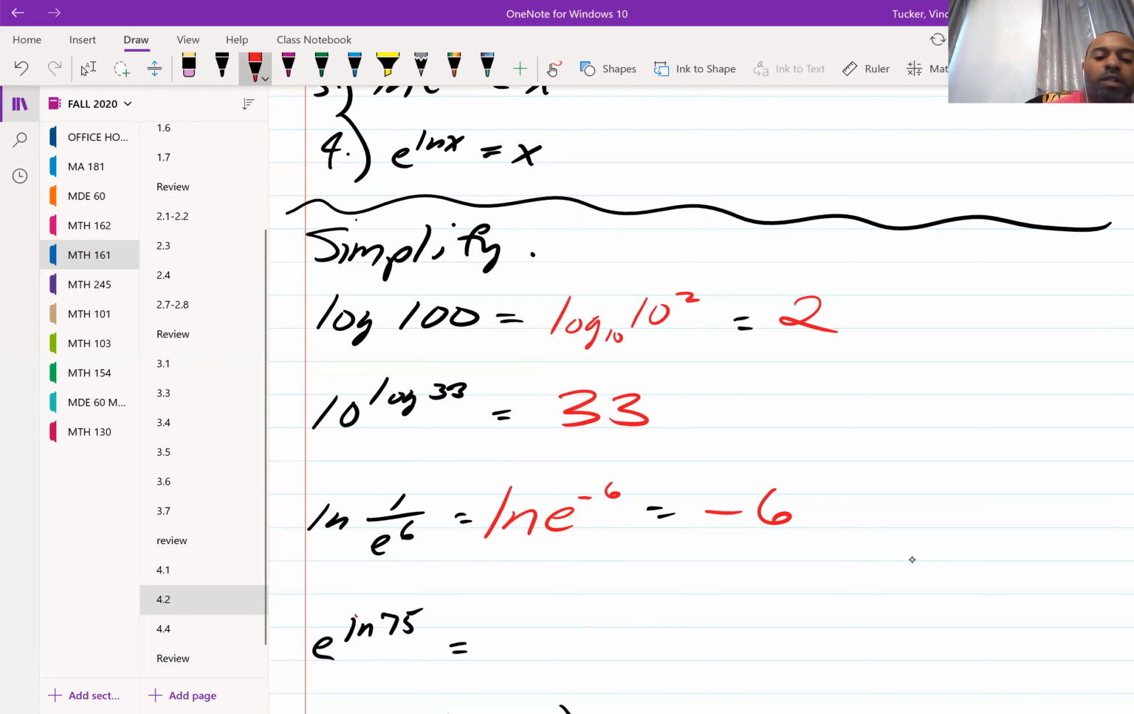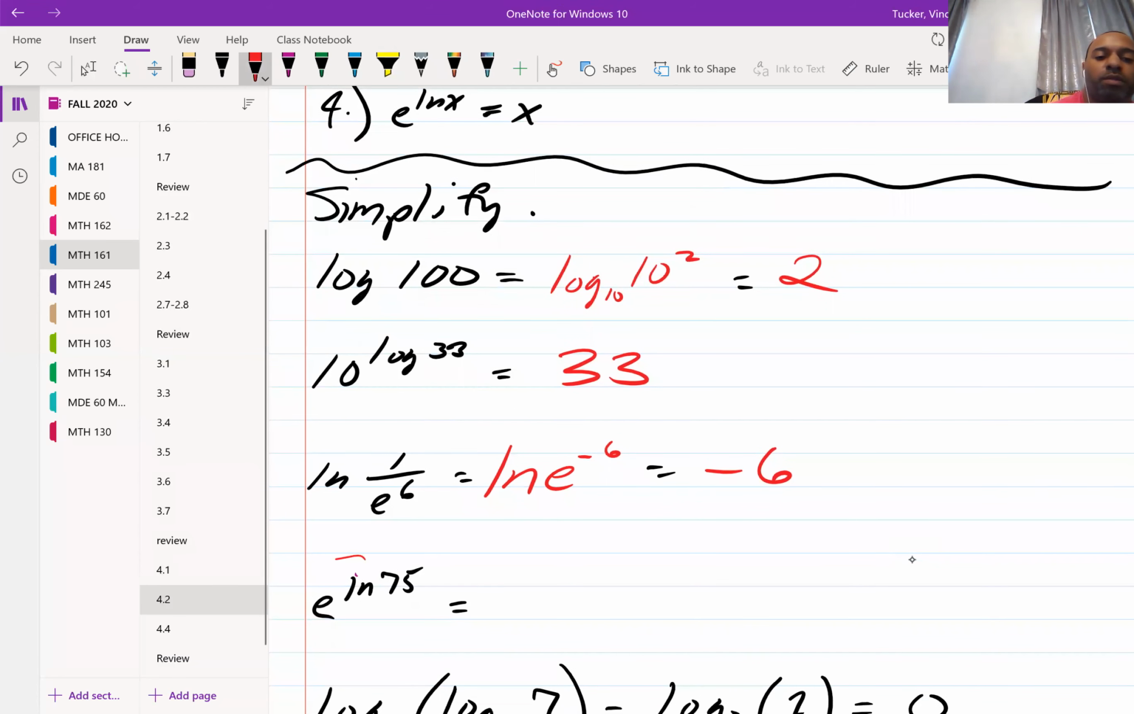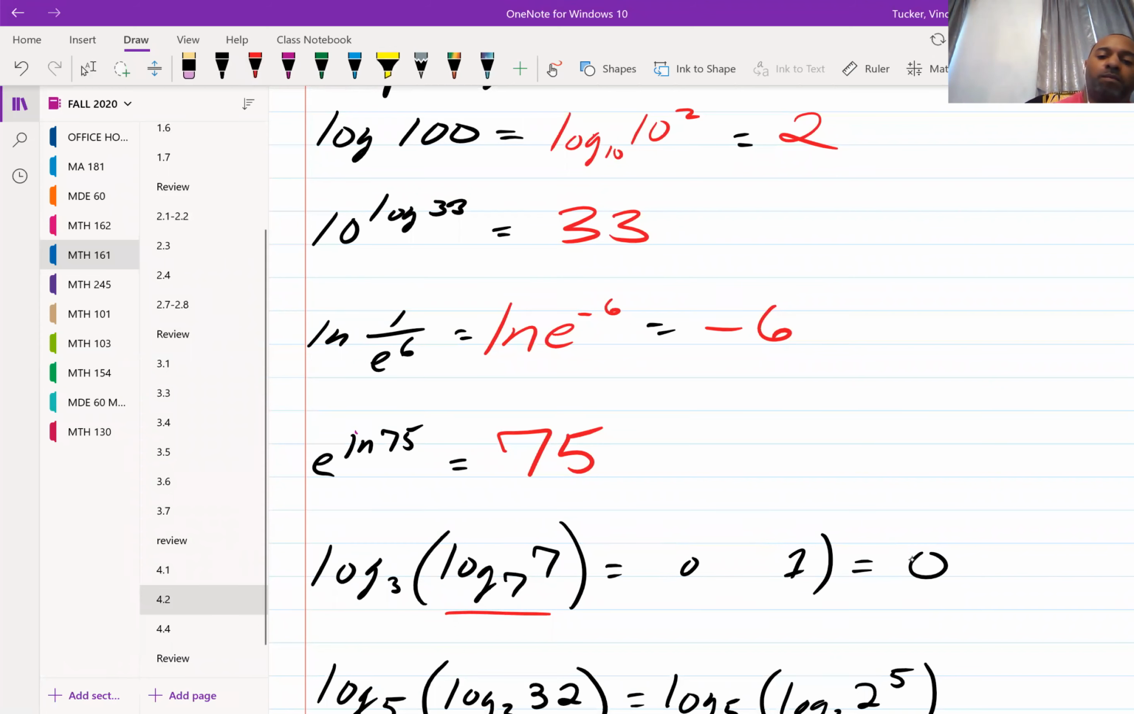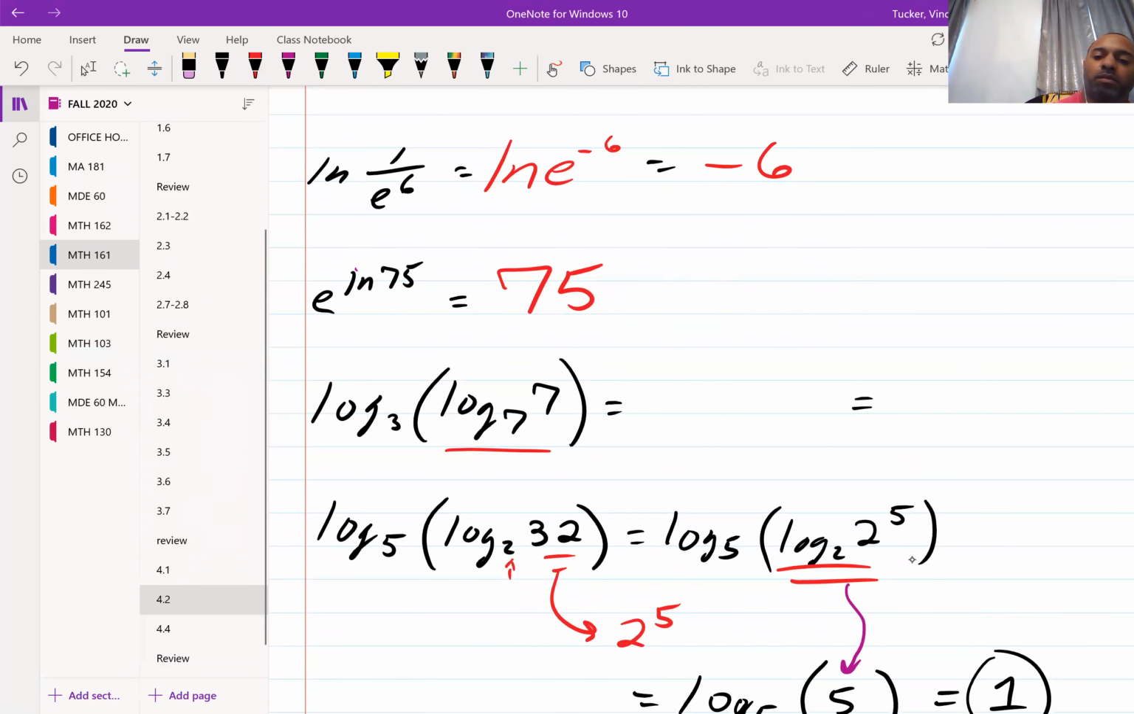All right. Next one cancels as well. e to the natural log of 75 leaves you with just 75. I'll just leave that.